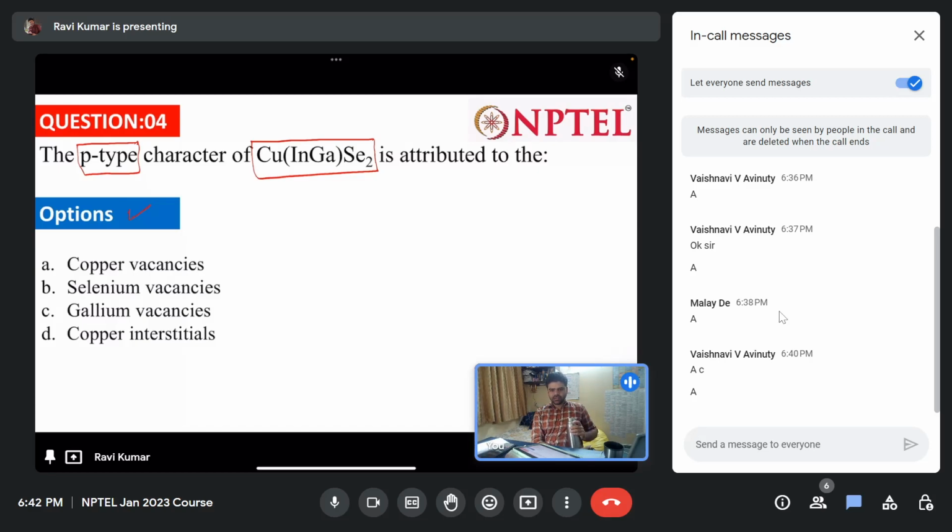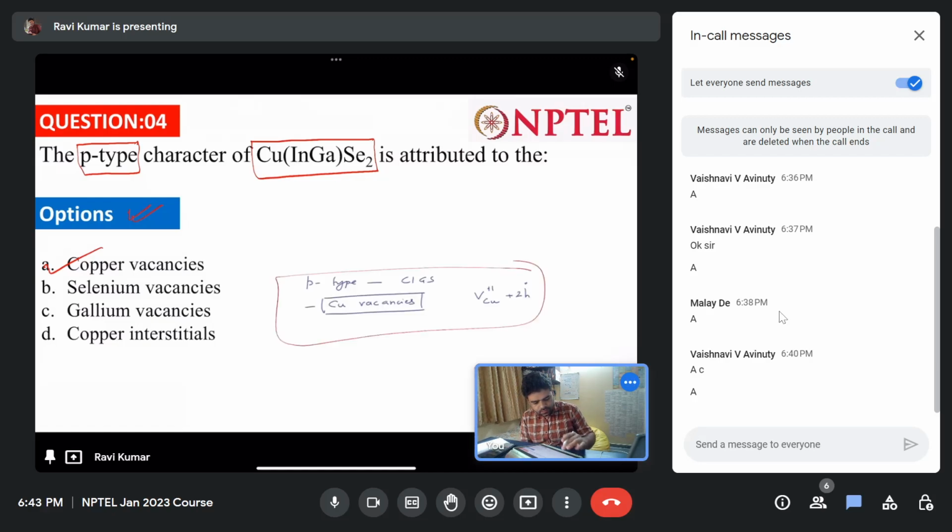Okay, Vaishnavi saying A. Sir, A, sir, copper vacancies. Yes, both of you are right. It's A. Copper vacancies.